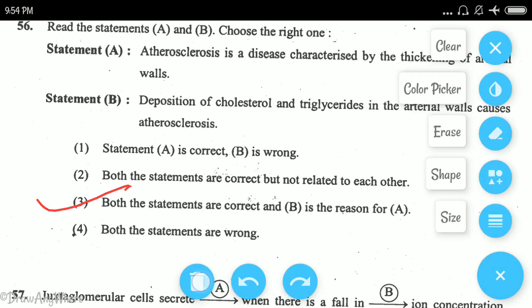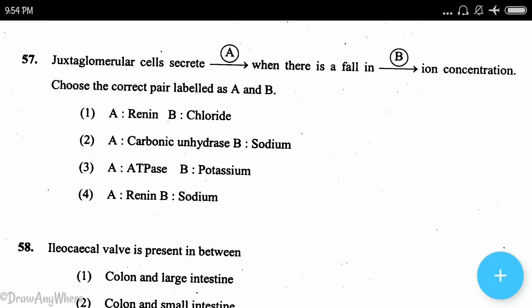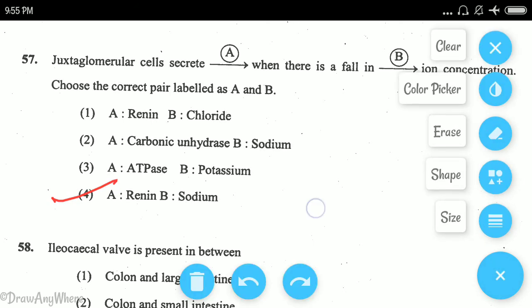Now coming to the next question, juxtaglomerular cells secrete, if you have studied the renin angiotensinogen system, so you all can do the question very easily. Juxtaglomerular cells secrete what? It secretes the renin, and there is a fall in what? Sodium ion concentration.